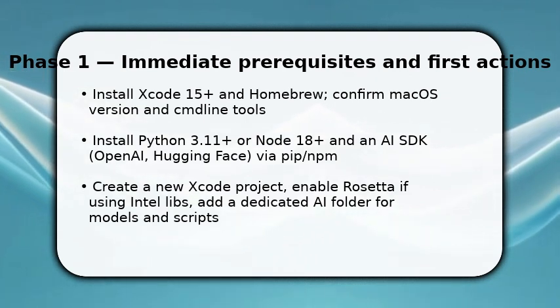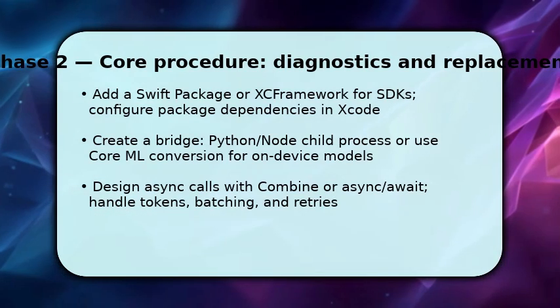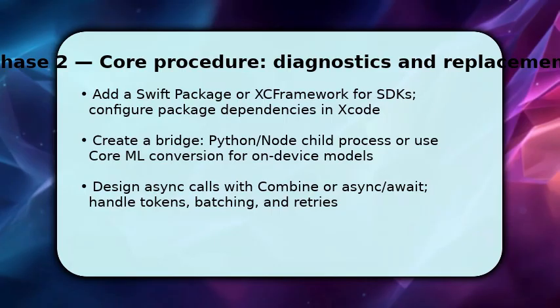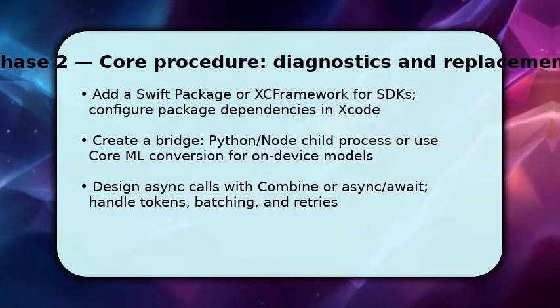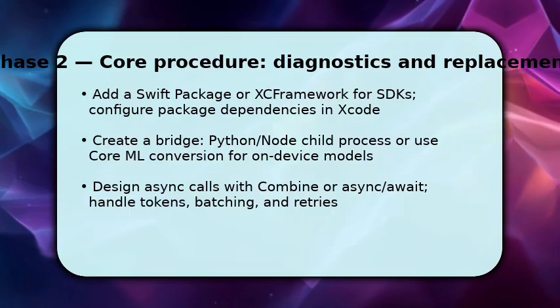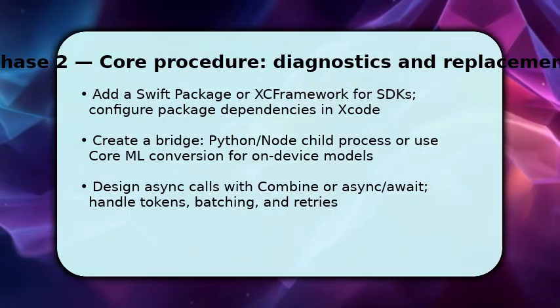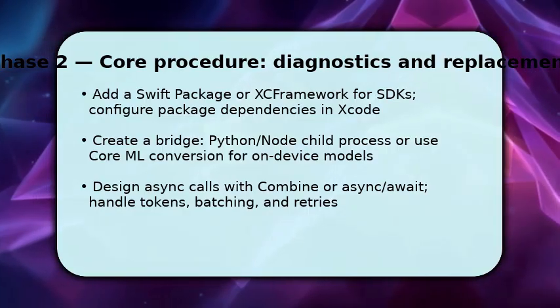Now integrate the AI runtime. Add a Swift package or XCFramework for your chosen SDK and configure dependencies in Xcode so builds remain reproducible. Once integrated, choose a bridge. Spawn a Python/Node child process for server-side models, or convert models to Core ML for on-device inference. Each has trade-offs in latency and privacy.